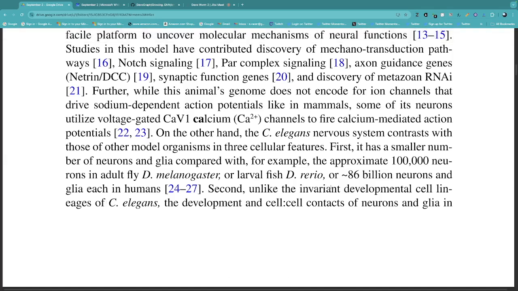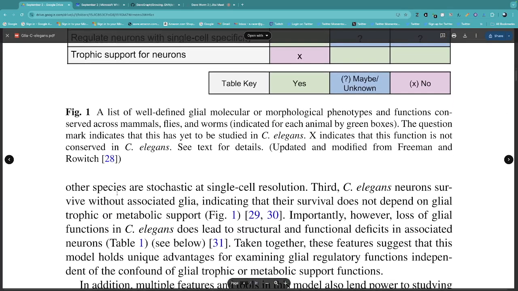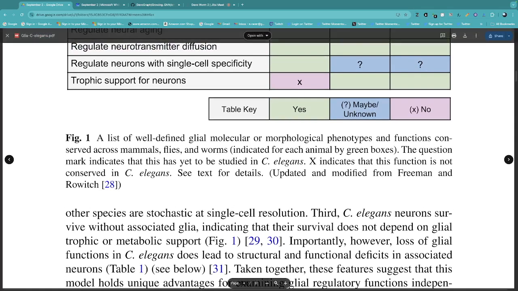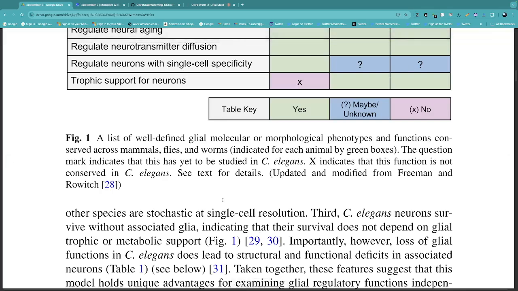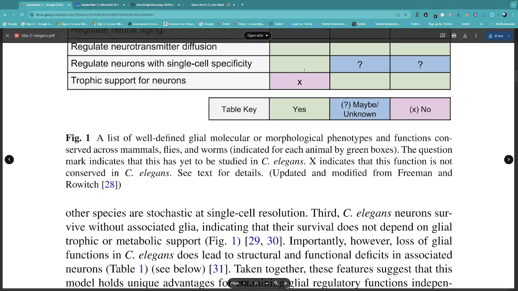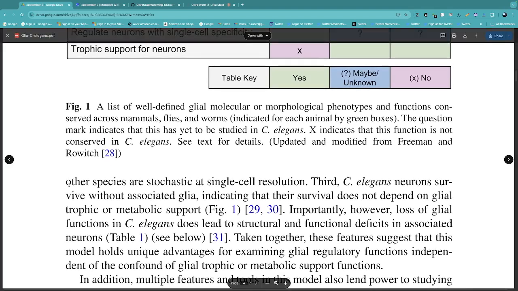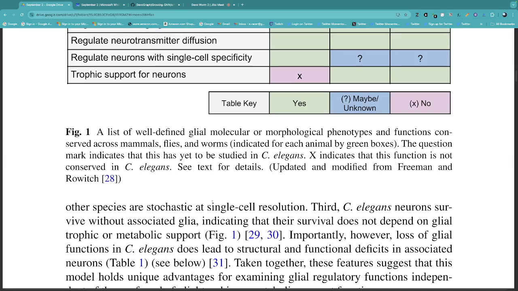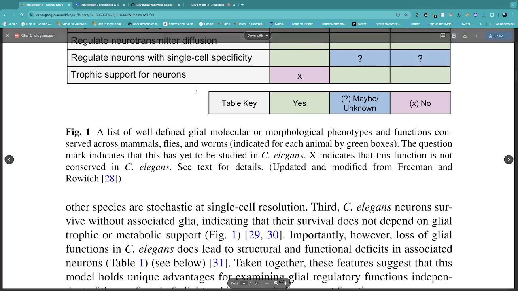Now, in C. elegans, of course, we have this invariant developmental cell lineage. This means that you end up with cells of a certain fate. It's reproducible, and it always is the case. In contrast, the development and cell-cell contacts of neurons and glia in other species are stochastic. In C. elegans, we have this mapping between neurons and glia. We talked about this with respect to regulating neurons with single cell specificity. When you have a relatively small nervous system with this deterministic aspect, you can regulate neurons with cell-specific specificity quite easily. In most other organisms, we have this stochastic aspect. In other words, cell fate is stochastic, and this mapping between neurons and glia is also stochastic. So that's the reason for the maybe unknown in this part of the table.